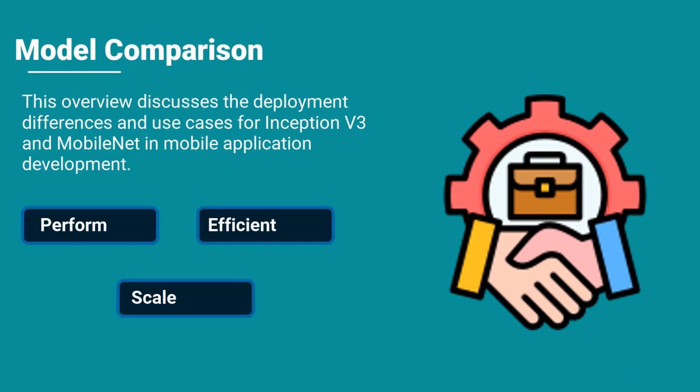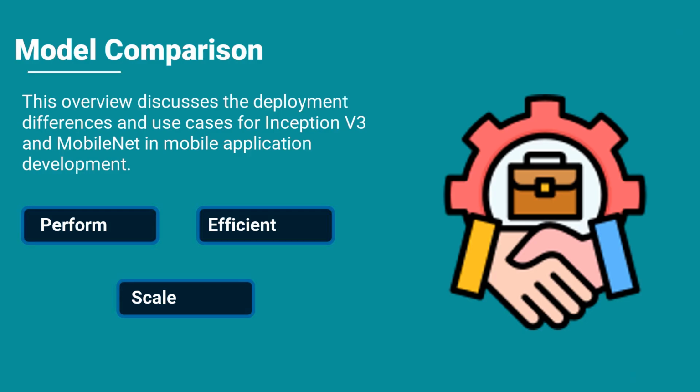In summary, both models serve essential roles in mobile development. Inception v3 offers high accuracy for computationally capable devices, while Mobilenets provide something powerful but small enough for efficient running on more resource-constrained mobile platforms.